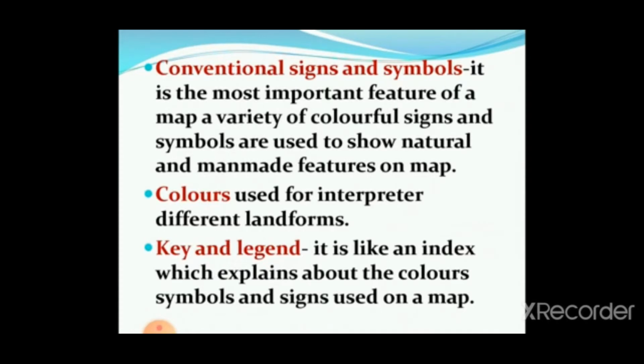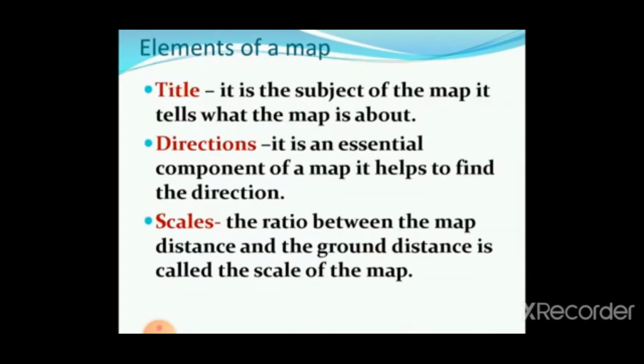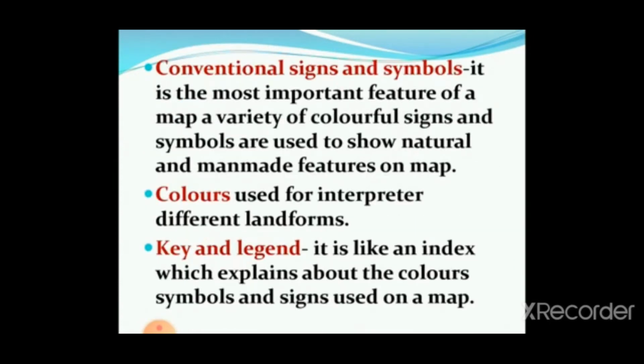So which are the 6 important elements? They are: the first one is a title, then the second one is directions, third one is a scale, fourth one is conventional signs and symbols, fifth one colors, and sixth one is key and legend. I think all of you understood. Now we'll move to the next part. The 6 elements, we will not discuss everything in detail, but some among them we will give more explanation.